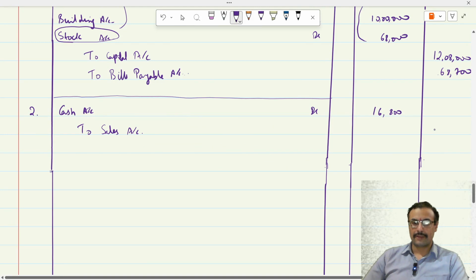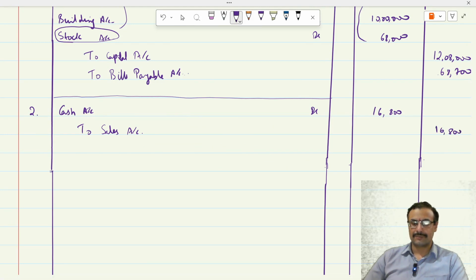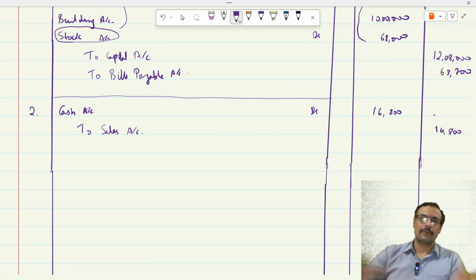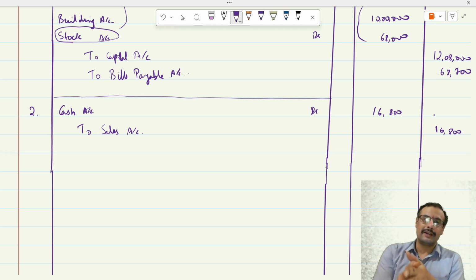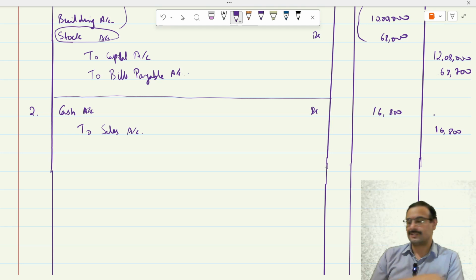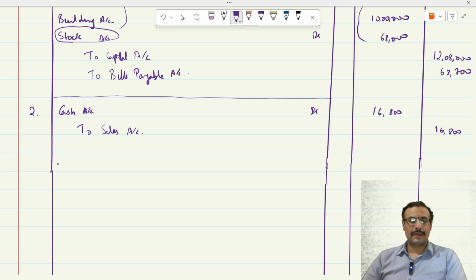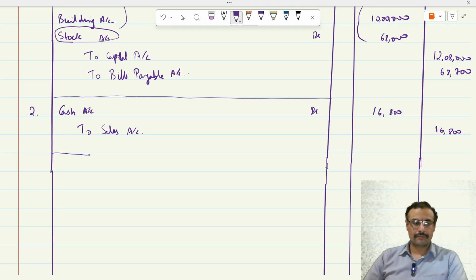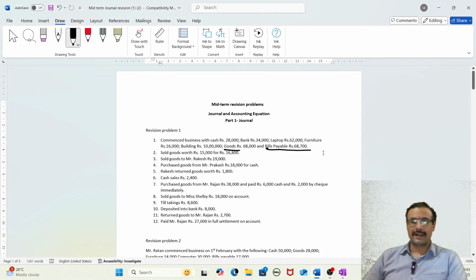You should not bifurcate. Whenever goods have been sold, even if they give you the profit element directly or indirectly, you should not consider it. You should write it as one amount, cash account debit to sales account. The narration will be being cash sales made. The trick to write the narration is just write the transaction but start the sentence by writing being.